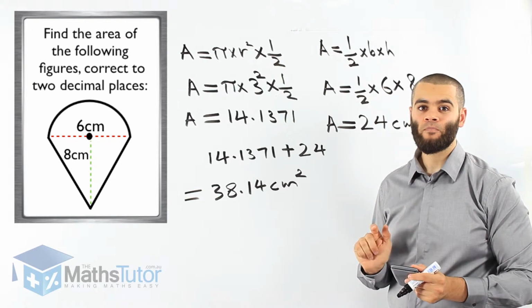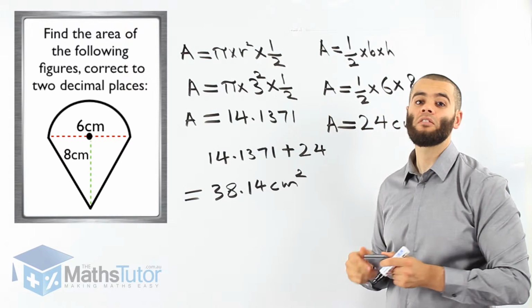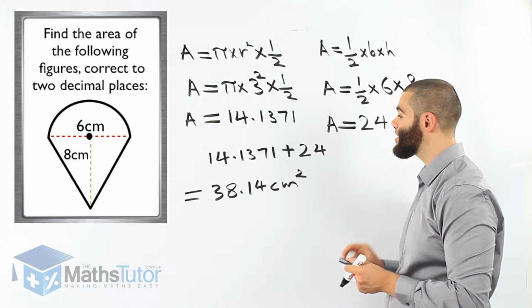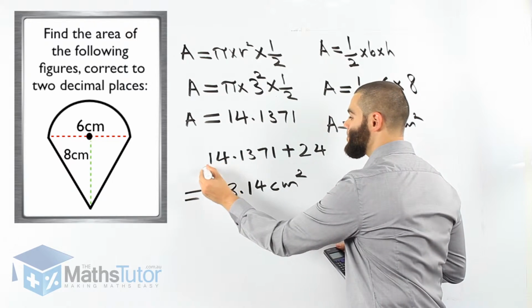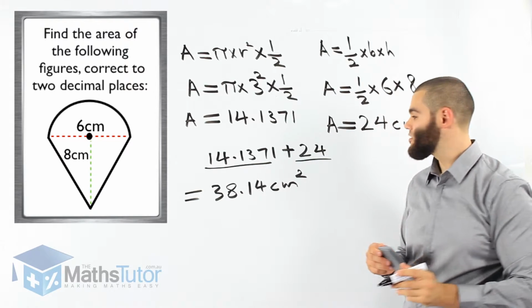Always double check. Make sure you've done your working out correctly. Make sure you've inserted the numbers and everything in the calculator correctly. Add area 1 and area 2, and we're going to get 38.14 square centimeters.